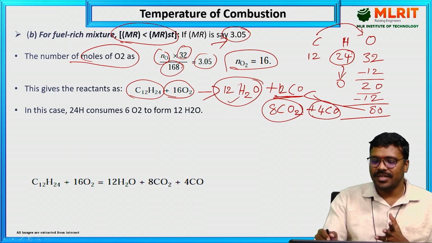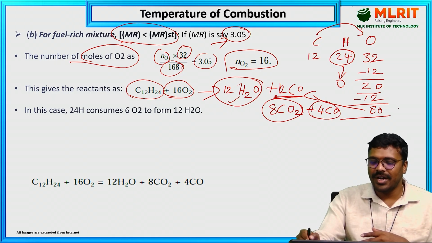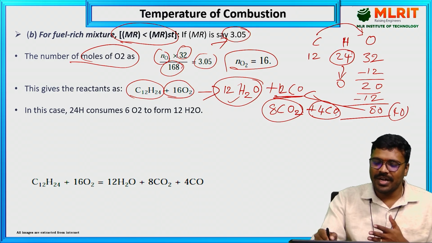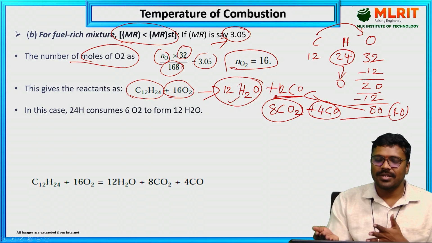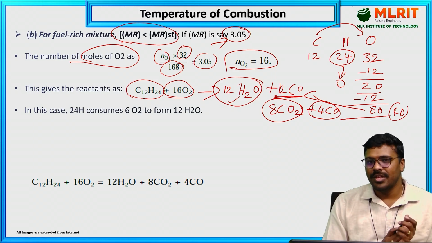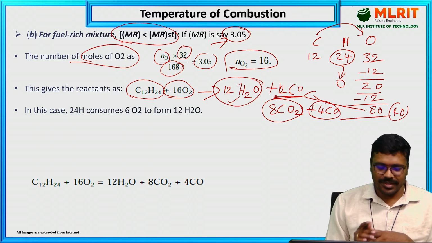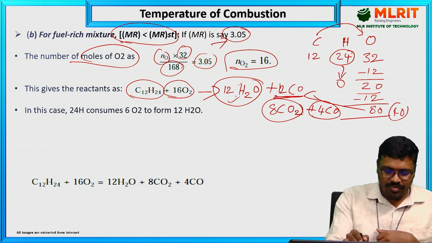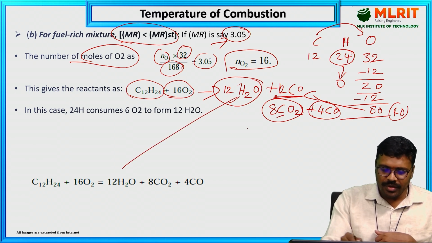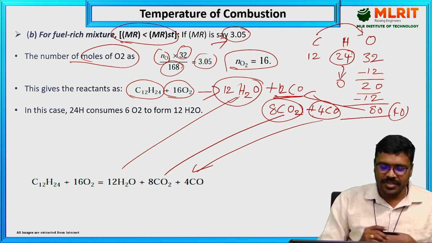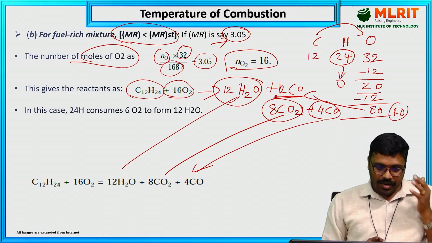because there is no oxygen atom available. If 4 oxygen atoms were there, then those 4 oxygen atoms would go and react with carbon monoxide and form 4 CO2, but oxygen atoms are not available. That's why this carbon monoxide will remain as it is. See, 12 H2O, 8 CO2 and 4 CO. These are the outcomes you will get.